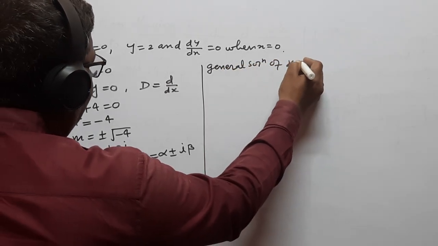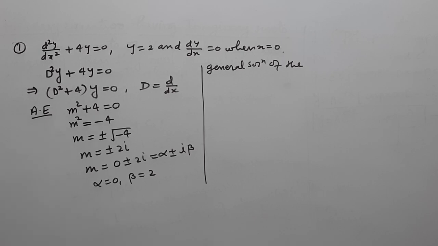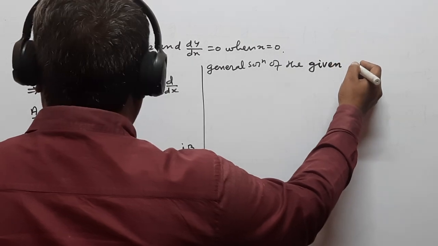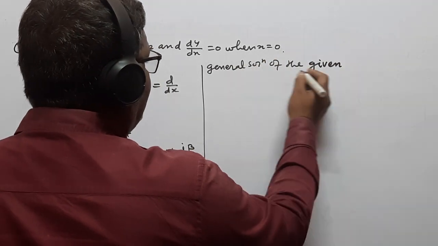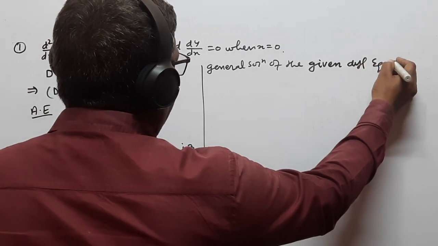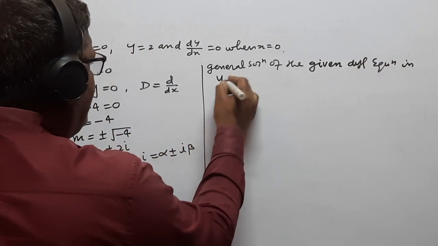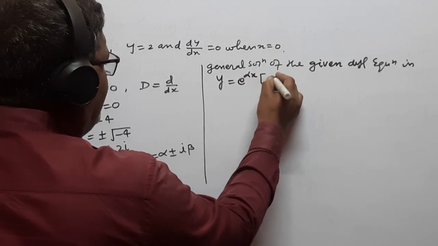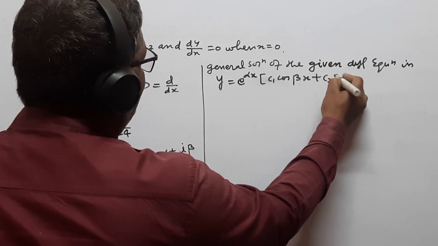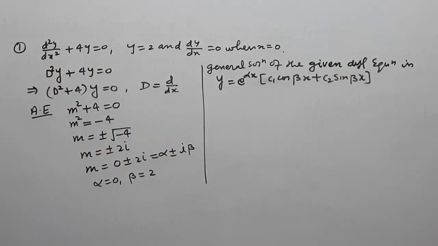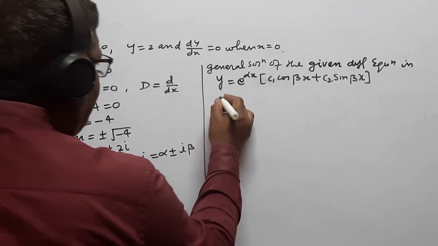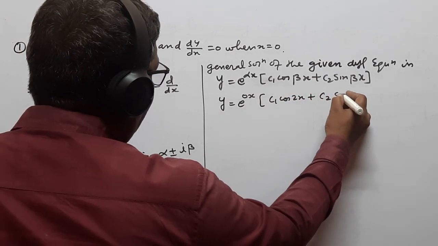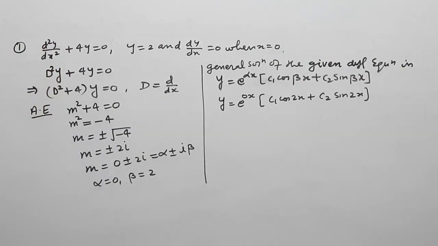So the general solution of the given second order linear differential equation with constant coefficients is y is equal to e to the power alpha x [c1 cos beta x plus c2 sin beta x]. Here you know that alpha is equal to 0, so this becomes y is equal to e to the power 0x, and with beta equal to 2 we get c1 cos 2x plus c2 sin 2x.